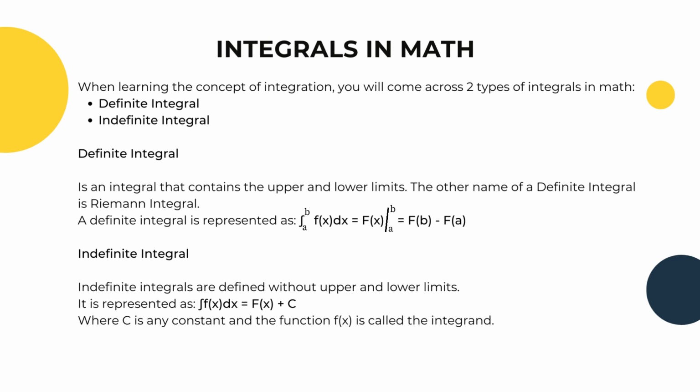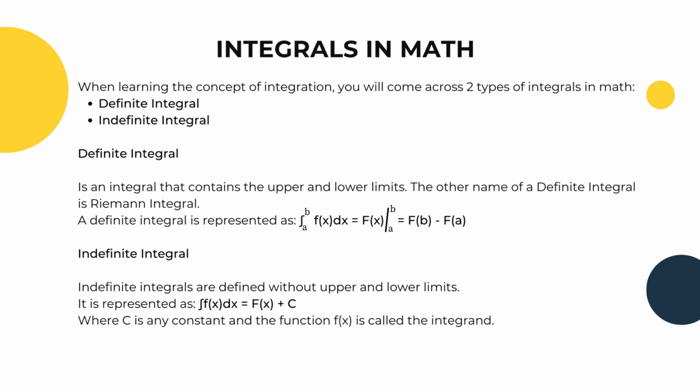When learning about integrals, you have come across two types of integrals, a definite integral and an indefinite integral. A definite integral is an integral that contains the upper and lower limits. A definite integral is represented as shown here, integral from a to b of f(x) dx, and this equals capital F(x) from a to b, which equals F(b) minus F(a).